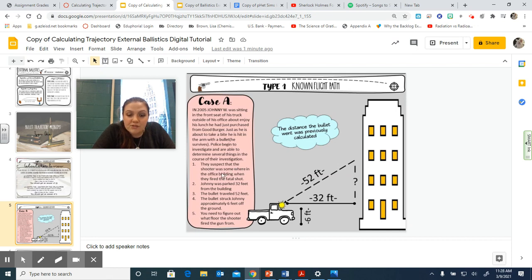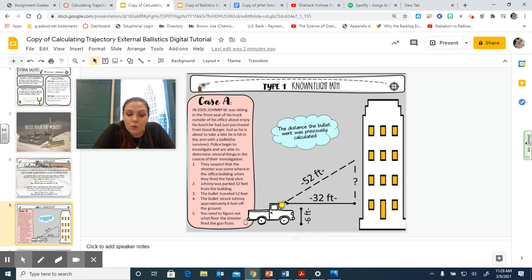They suspect the shooter was somewhere in the office building when they fired the shot, even though he really survived. Johnny was parked 32 feet away, so he's sitting in his car, right? He's 32 feet away from the building. They think the shooter came from somewhere in the building. The bullet traveled 52 feet. The bullet struck Johnny approximately 6 feet off the ground. So he's 6 feet up, okay?